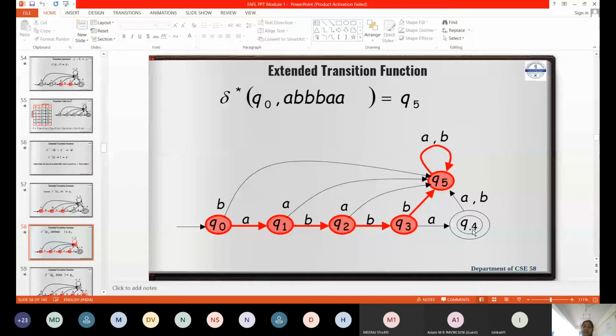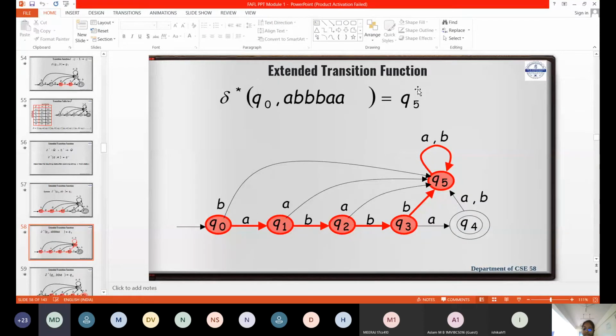It is not accepted. So I'm just telling you the difference between what is transition function and what is extended transition function. In extended transition function, you can apply the whole string, whereas in transition function, you can apply only the input symbol. I can say like this: if you say the recursive function, extended transition function is the general case, whereas transition function is the base case. You will get the solution there. Correct? I don't know how many of you understood this.